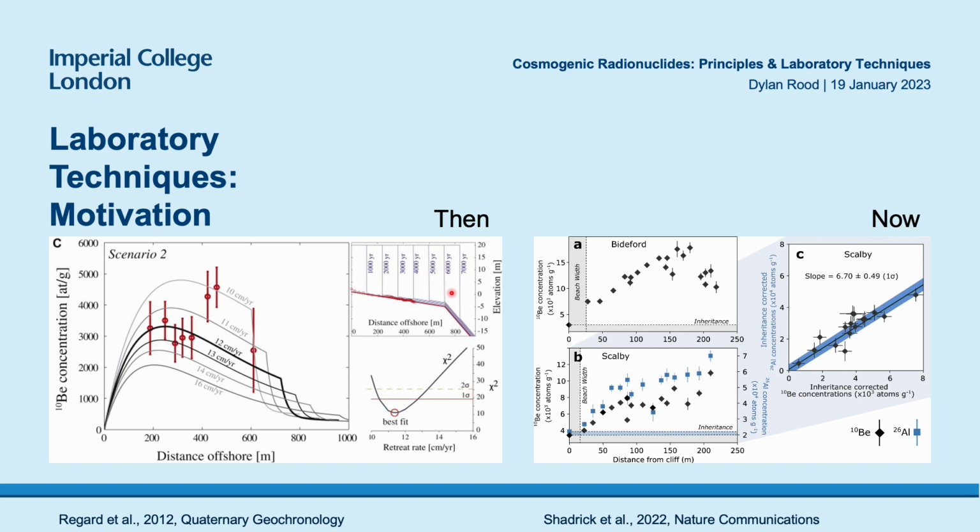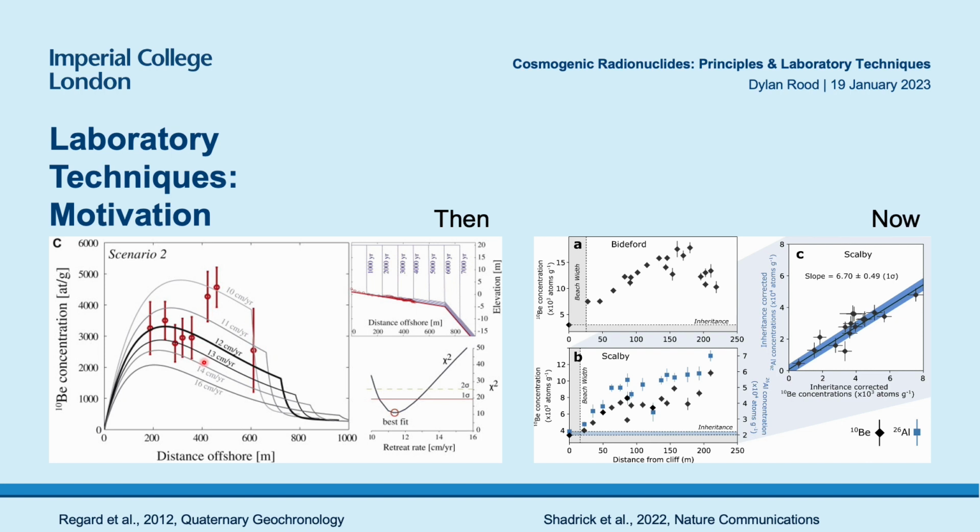So in terms of moving on to laboratory techniques, first I thought I would just start by saying why these laboratory techniques have evolved the way that they have. Basically that's because back in 2012, Vincent Regard and his colleagues published this really fantastic paper that was the first of its type to really dig into, as a proof of concept, using these beryllium-10 concentrations to model cliff retreat. And it really caught the attention of myself, Martin Hurst, and Mike Ellis at BGS. And we got together with Bob Anderson and really started scratching our heads about this.